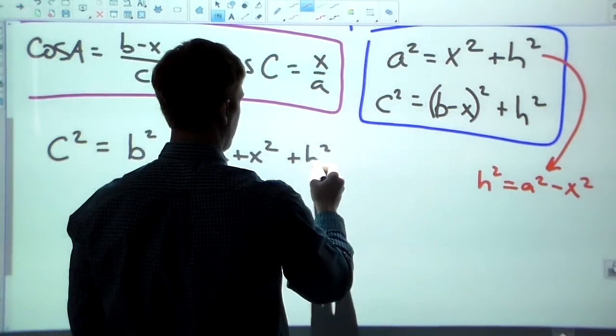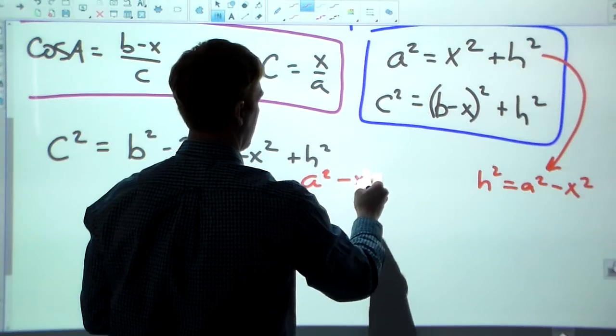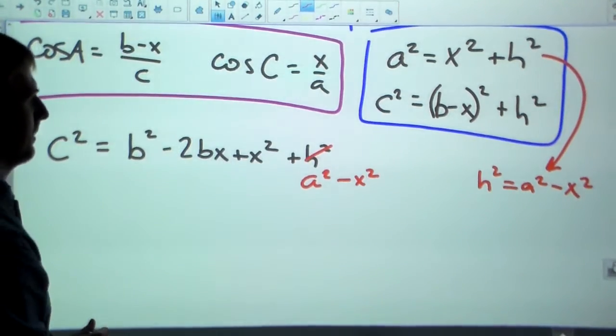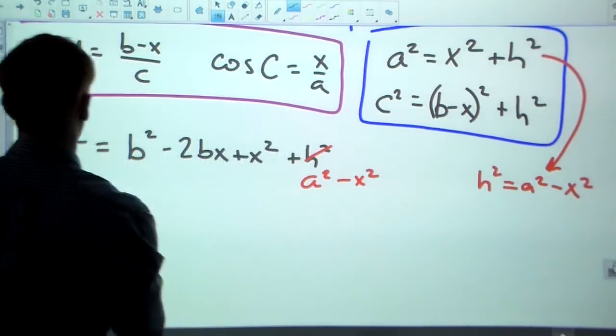So rather than do a lot of rewriting here, I'm just going to scratch that and replace it with A squared minus X squared. Just substitution. Now let's simplify and see where we are.